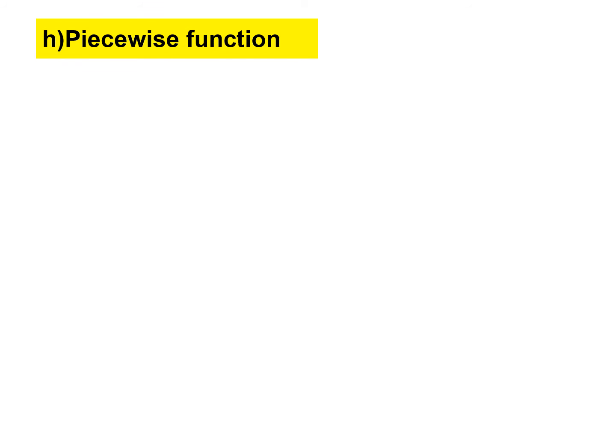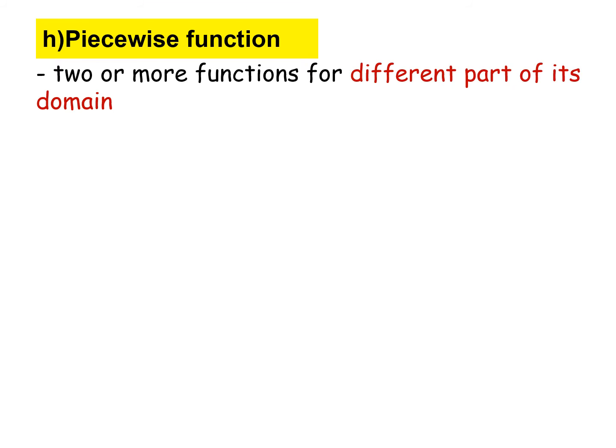Then let's move to the piecewise function. A function that is defined by two or more functions for different parts of its domain is called a piecewise function. We have, let's say, f(x) = −x² for x less than 0, and x + 5 for x more than or equal to 0. So we have two different functions with different parts of its domain. x less than 0 and x more than or equal to 0 is called the domain, the values of x included for its function.